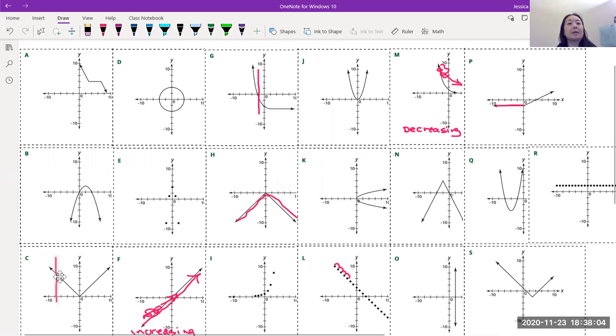Same thing with this guy, same thing with this guy, right? And this one right here. Oh, see, D crosses two points right there. So even if it's at one time, it's not a function. So this is definitely not a function. Circle is not a function.